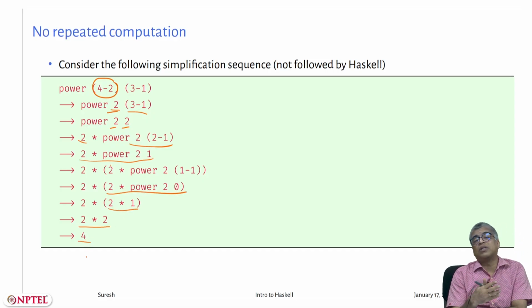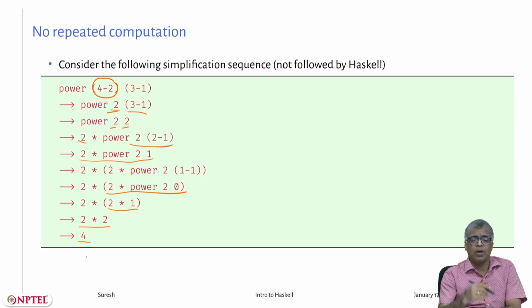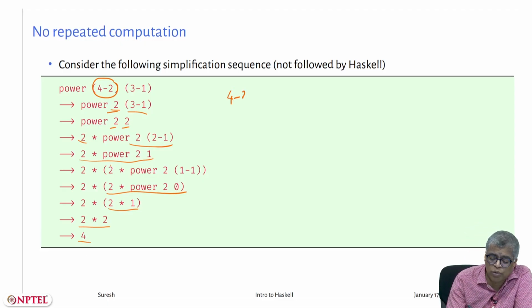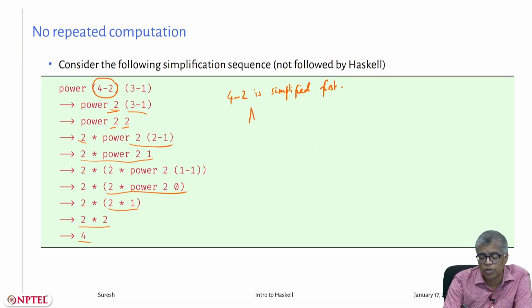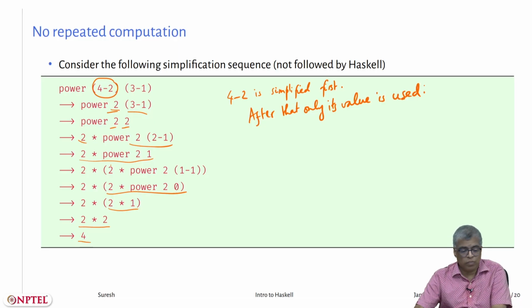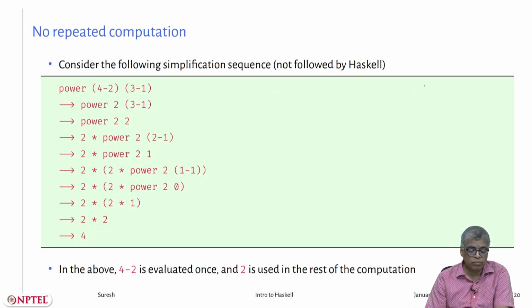You might think that this is a nice way of simplifying things, nice because 4 - 2 is simplified first, and after that you are just using 2. After that only its value is used. So 4 - 2 is evaluated once and 2 is used in the rest of the computation.